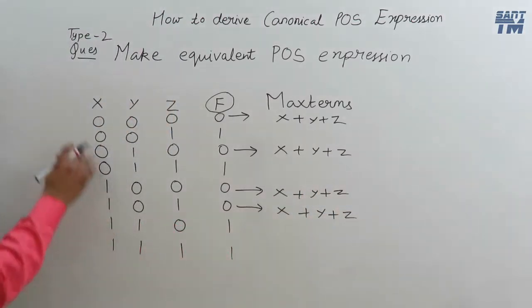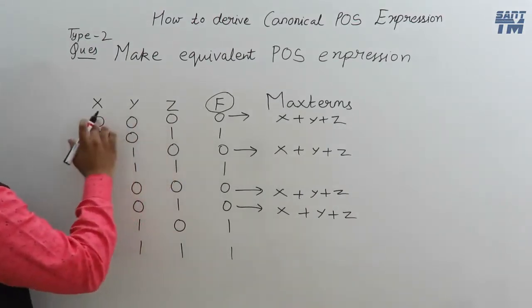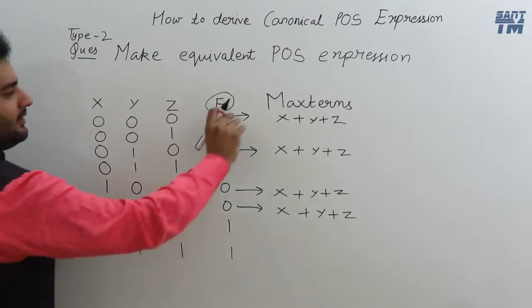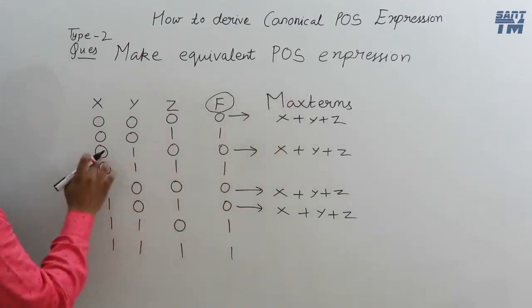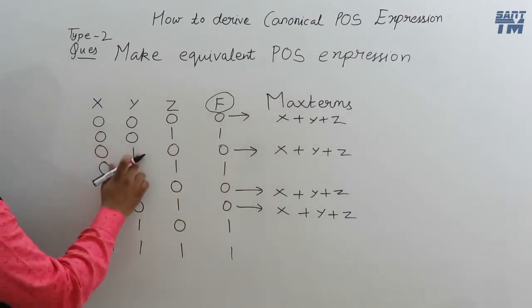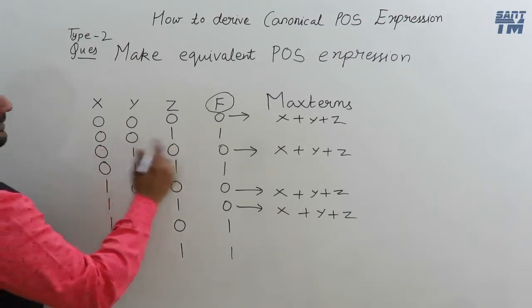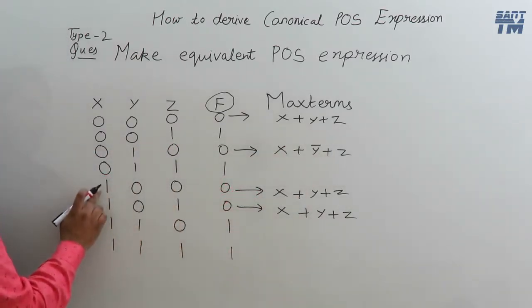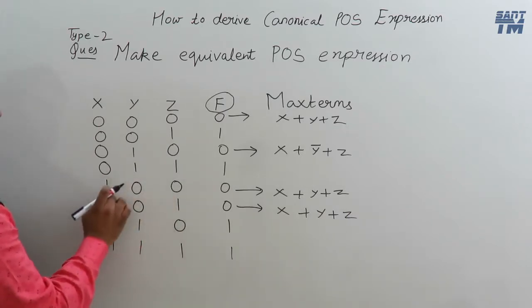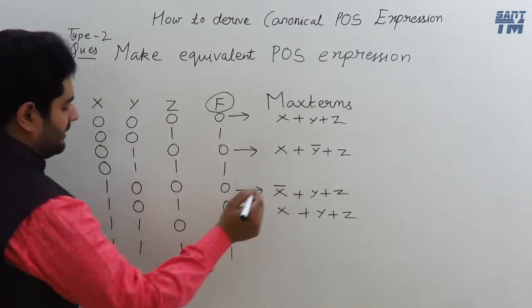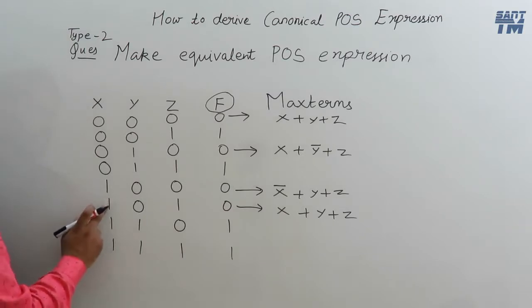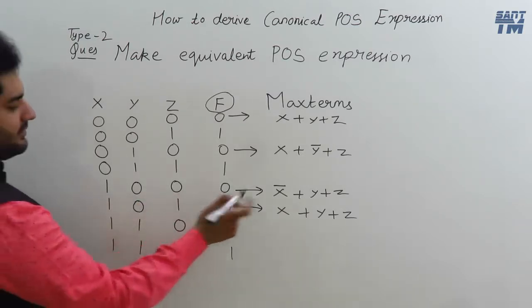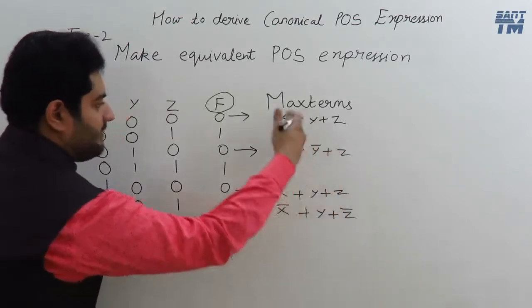Now we will check here. In the first row x, y, z, all the three are zeros, so there will be no bar. In this third row x is 0, y is 1, z is 0, so bar will be on y only. Then in this row x is 1, y and z are 0, as x is 1, bar will be on x only. In this row x is 1 and z is 1 but y is 0, so bar will be on x and z. So these are our max terms.